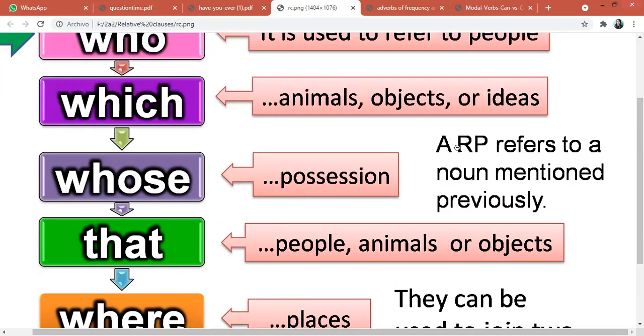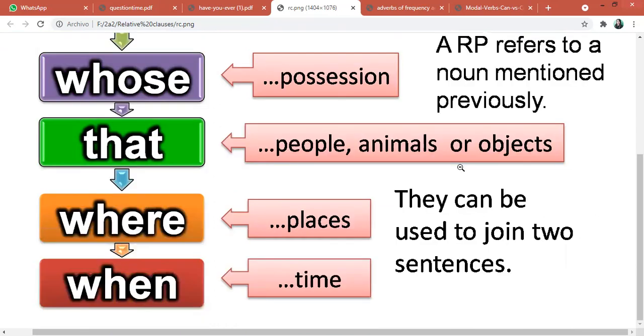Okay, it says a relative pronoun or a relative clause refers to a noun mentioned previously. So it means that you can use a relative pronoun or a relative clause just if you have mentioned the object before, okay? And they can be used to join two sentences, or to describe something, or to give extra information, okay? Now, let's start. Relative clause.